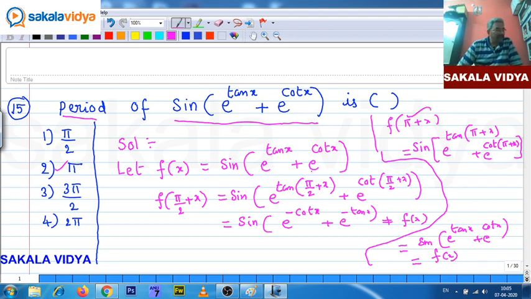Okay. So, I will repeat once again, if you put pi by 2 plus x, we are not getting f of x. So, pi by 2 is not its period, then go for pi plus x, the next value. If you substitute pi plus x, tan of 180 plus x is tan x, cot of 180 plus x is cot x also, sine of e power tan x plus e power cot x is nothing but f of x. So, f of pi plus x is equal to f of x, then pi is called its period. Okay.